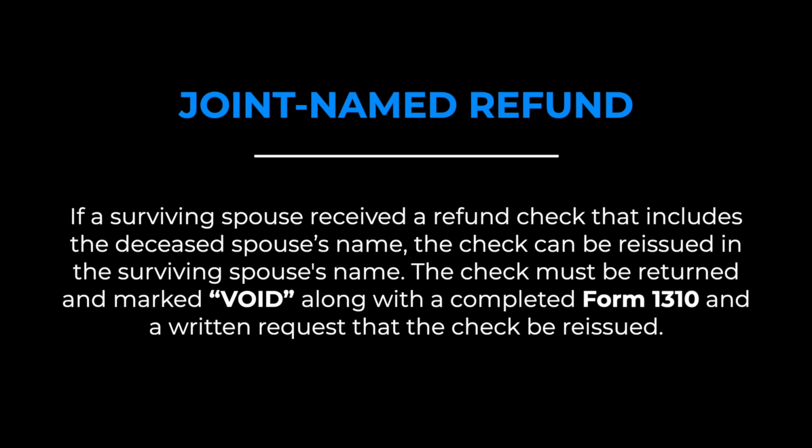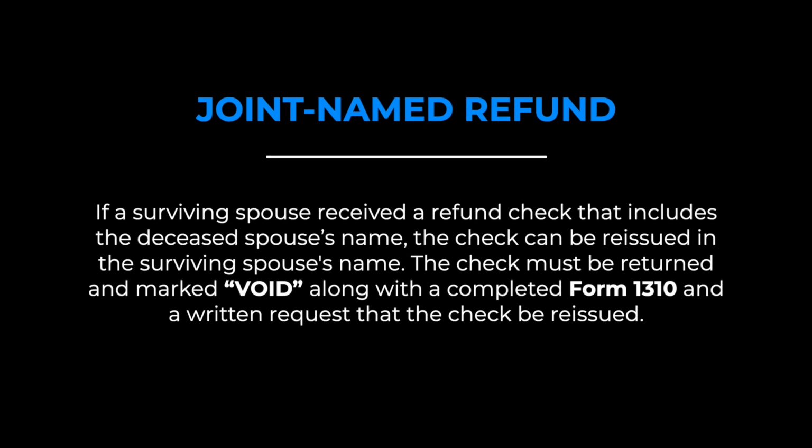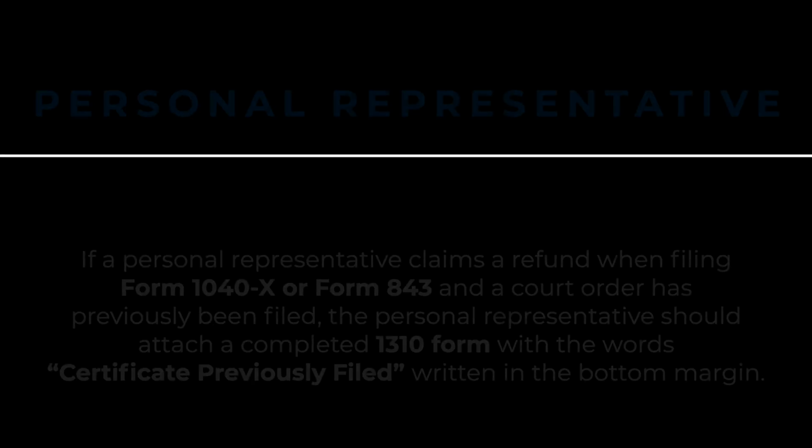Joint named refund. If a surviving spouse received a refund check that includes the deceased spouse's name, the check can be reissued in the surviving spouse's name. The check must be returned and marked void, along with a completed Form 1310 and a written request that the check be reissued.